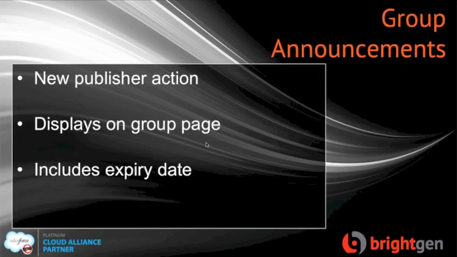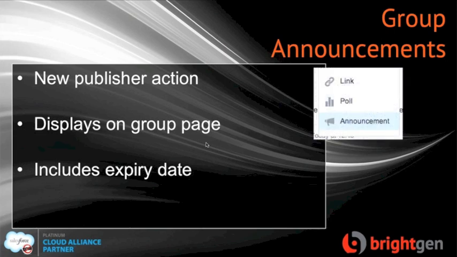And finally on Chatter, we have group announcements, which we touched on in the Salesforce1 section. So this is from an idea on the Salesforce success community. So another good example of Salesforce listening to their customers when there's a good idea. So there's a new publisher action on groups, which I've tried to show there, that allows you to create an announcement as well as being able to post regular messages, post links, post polls. You can also create an announcement.